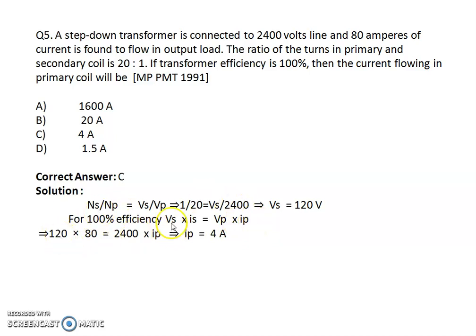Now we have calculated the voltage in the secondary coil, that is 120 volt. So 120 multiplied by 80 should be equal to 2400 multiplied by IP, because here it is given that 80 amperes of current is found to flow in the output load. So for output current 80 ampere and 120 volt we have found already, 120 into 80 should be equal to 2400, my input voltage, multiplied by the input current. So again cross multiplying and simplifying, we get IP is equal to 4 amperes. So answer C is the correct option.